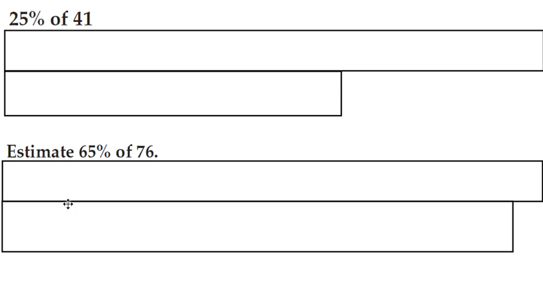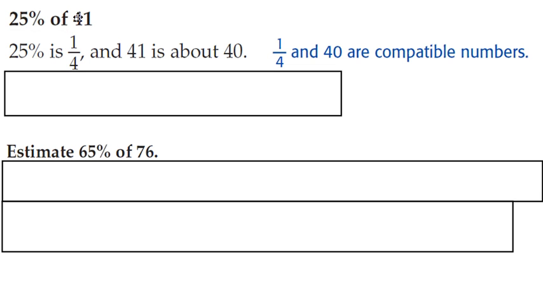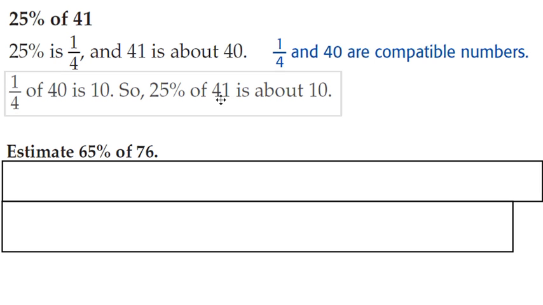All right, so here's another example. 25% of 41. Well, 25% as a fraction is 1/4. And a number that's close to 41 that is compatible with the 4 is about 40. So 1/4 and 40 are compatible numbers. If we take 40 and divide it by 4, we get about 10. So 25% of 41 is about 10.